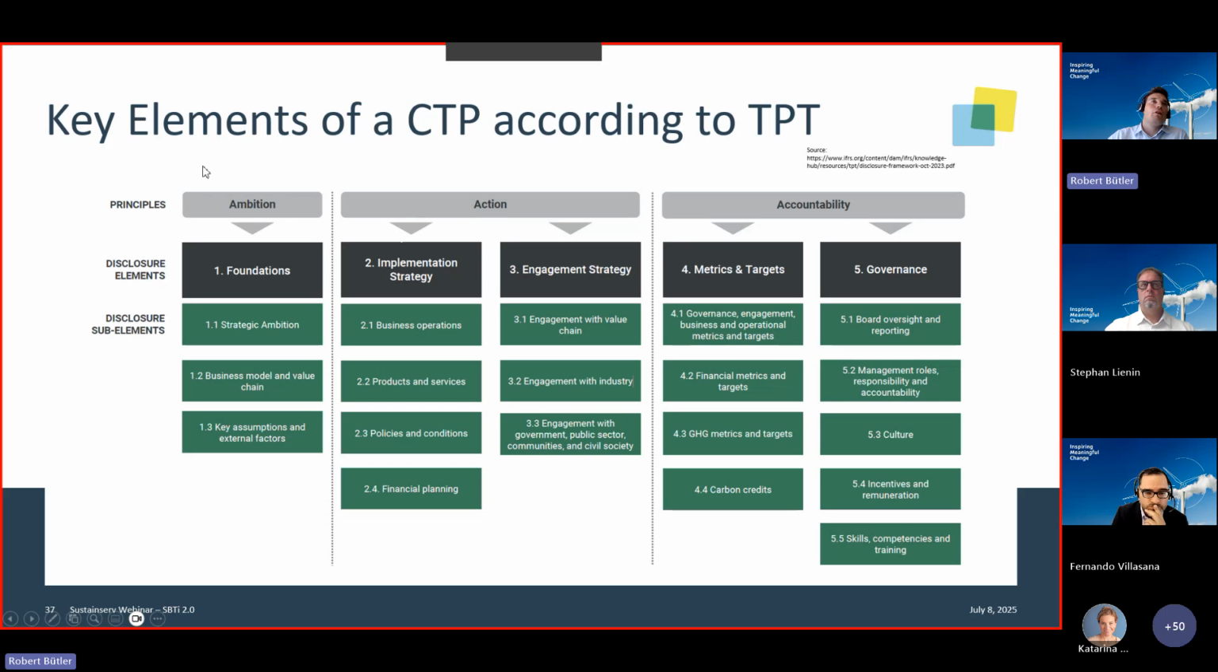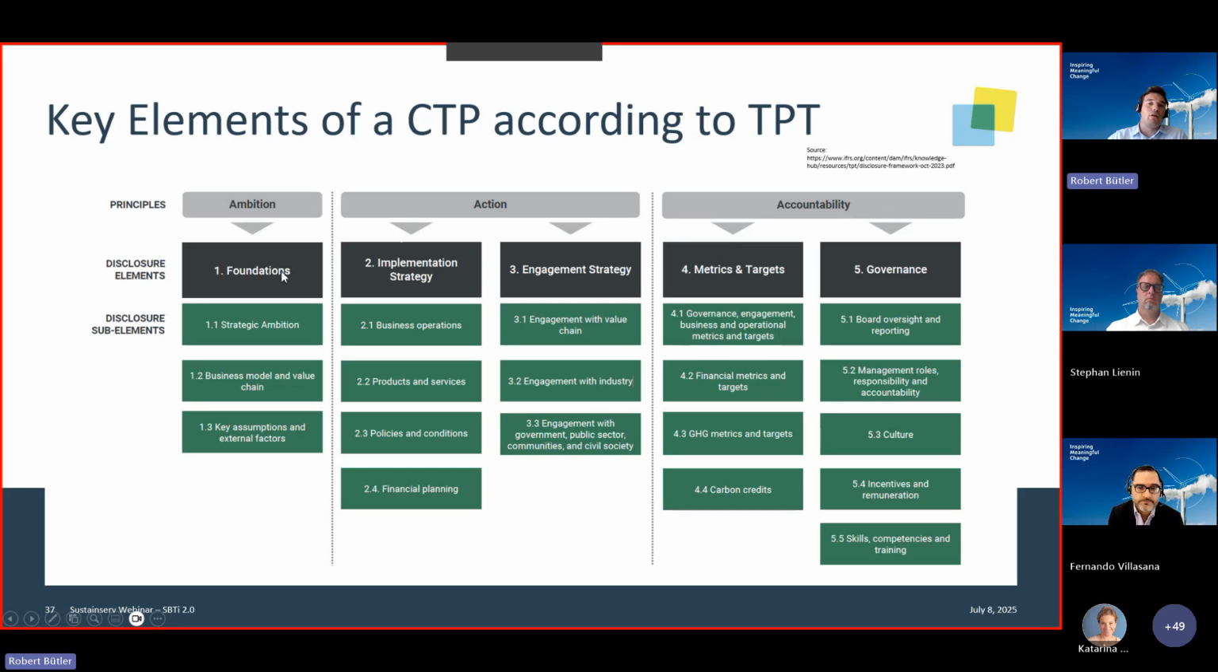There are also several other documentations that you may have come across, which align in most cases quite well with what you see here. So for example, CDP has its own recommendations of key elements, CSRD has its own recommendations of key elements, and there are several interoperability documents that actually can be used to make sense of what SBTi requires for a transition plan and what other regulations and frameworks require for their transition plan. Nonetheless, quickly diving into the TPT disclosure framework here.